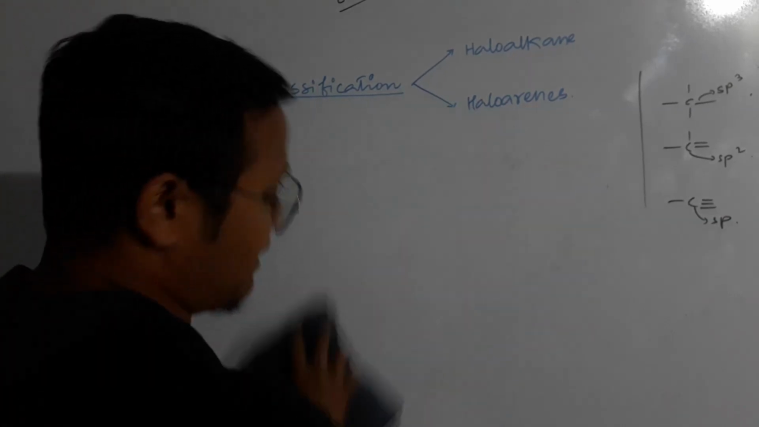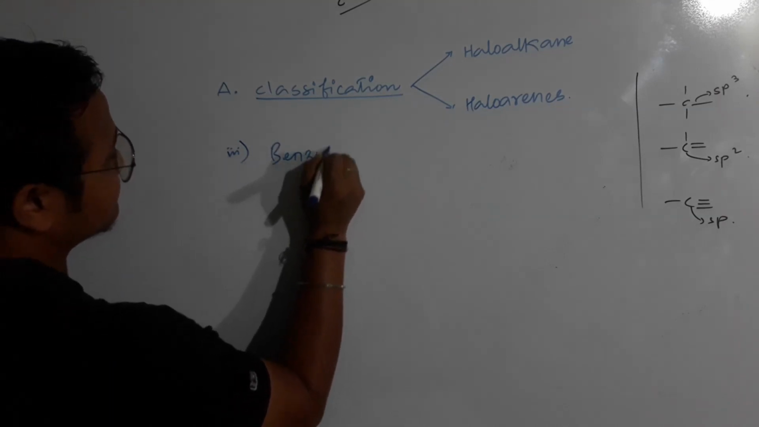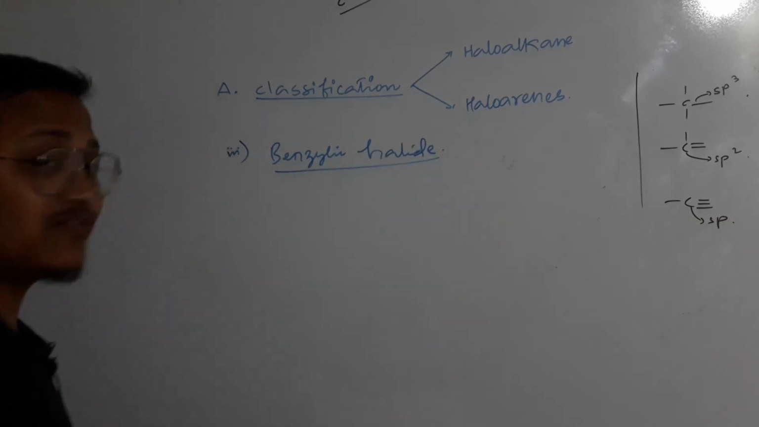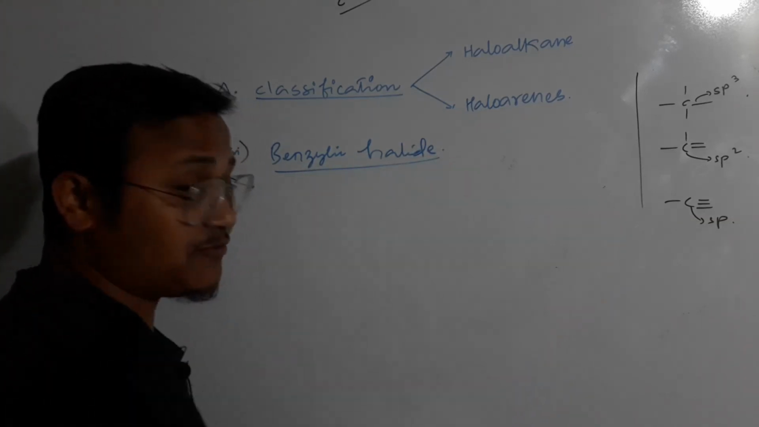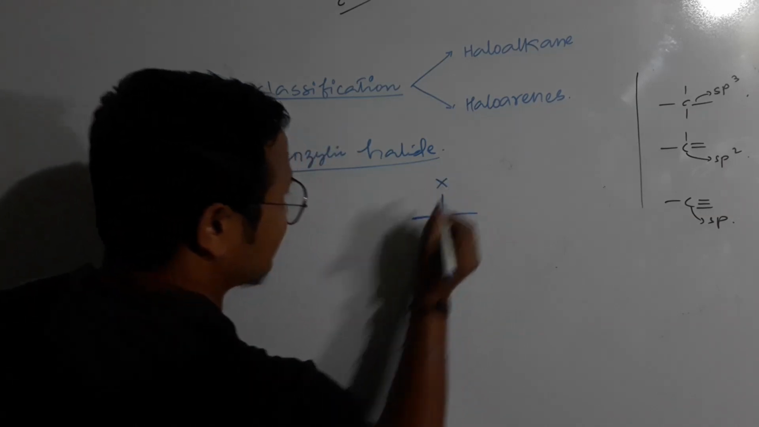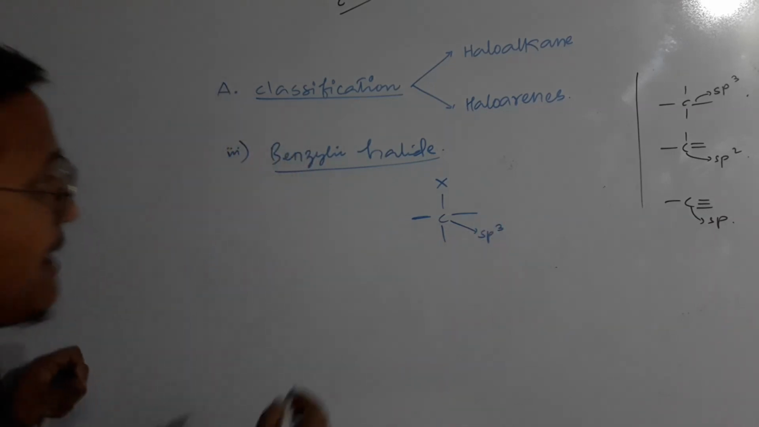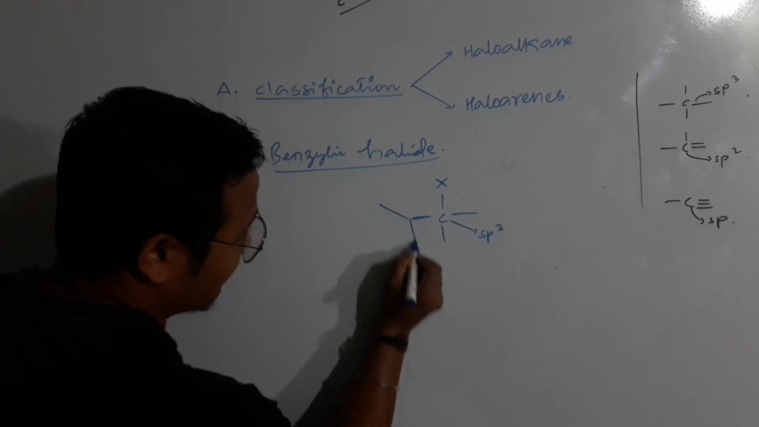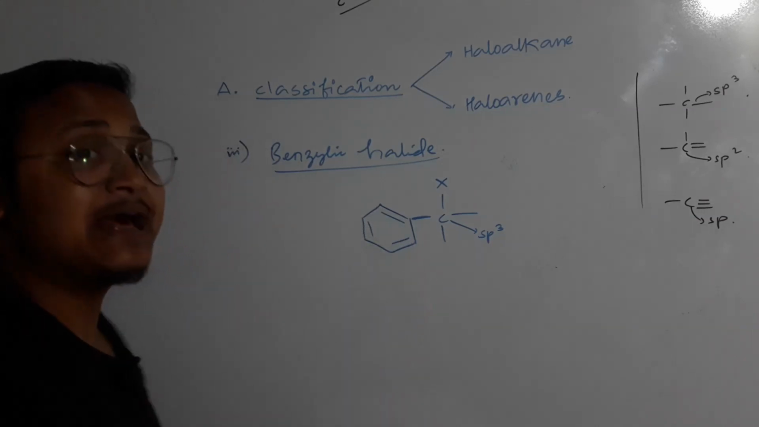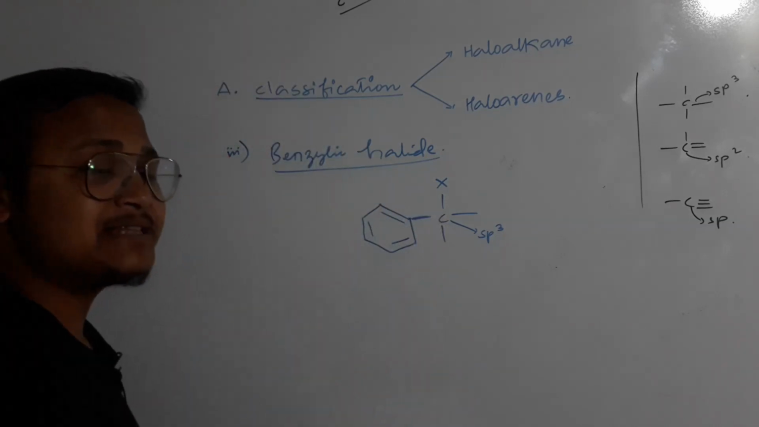Okay, the next one is known as your benzylic halide. It's a very simple thing, guys. Look here, we don't have to forget the basics again. That means the halogen has to attach with the single bonded carbon atom, that means your sp3 hybridized carbon atom, right guys? But now what happens is that the sp3 hybridized carbon will be directly bonded to the sp2 hybridized carbon atom of your benzene ring.